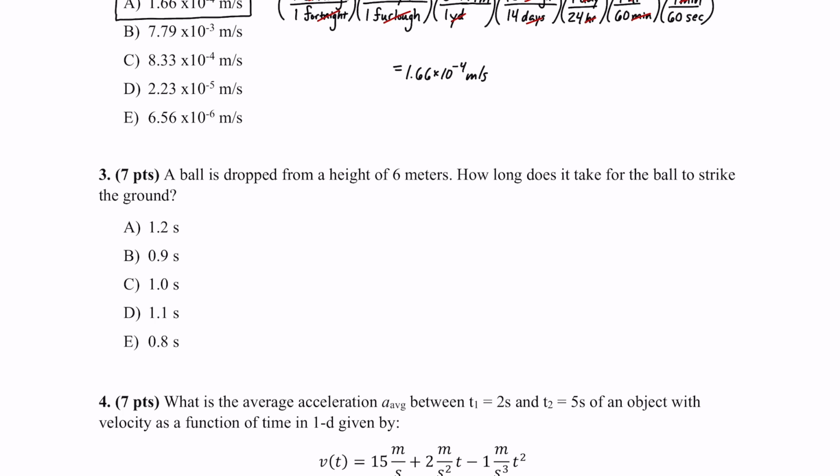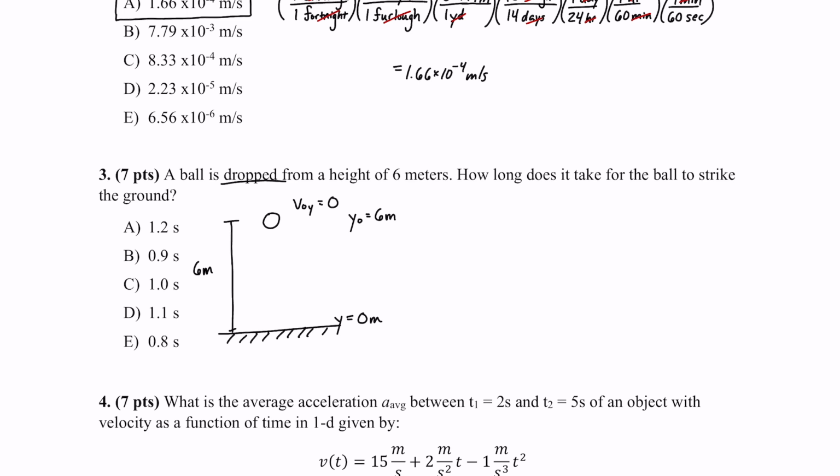Problem 3 says that a ball is dropped from a height of 6 meters and asks how long it takes for the ball to strike the ground. If we were to draw a picture of this, we'd have the ground and the ball. Because it's dropped, we know that its initial velocity is going to be equal to 0. And this would be a height of 6 meters above the ground, which means that our starting height, we can say, is 6 meters, and our ending height is 0 meters.